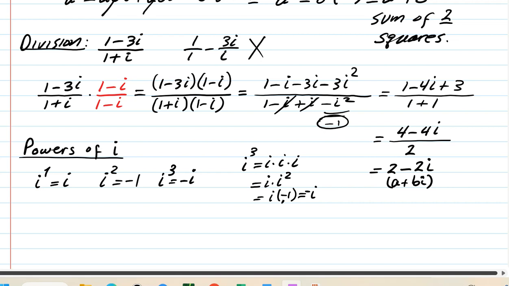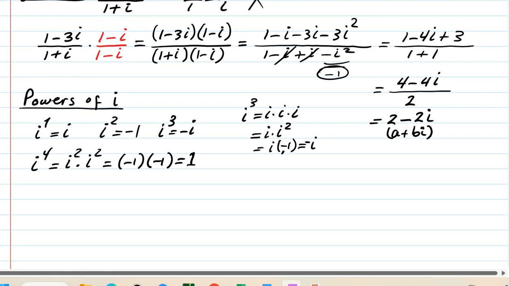So notice these are 3 different values so far. I squared, I cubed. Let's look at I to the 4th. I to the 4th is going to be the product of, one way to think of it is I squared times I squared, or you can do any other combination. This would be the easiest one. Negative 1 times negative 1, the answer is 1. So very interesting. The even powers of I end up being real, either negative 1 or 1.